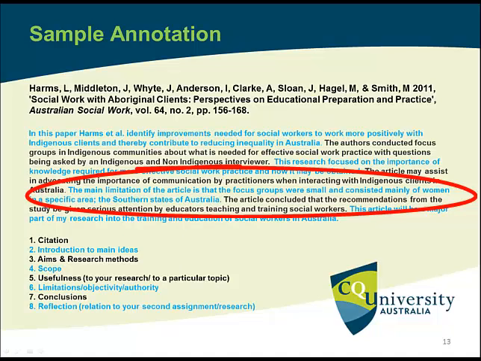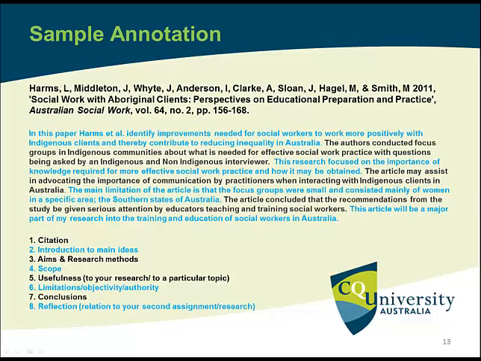Was the sample very small? Are the findings generalizable? Should they be generalizable, or could they be? Was this research objective? What kind of authority? In other words, who were these people writing the journal article? Are they credible? What were the conclusions of the journal article?